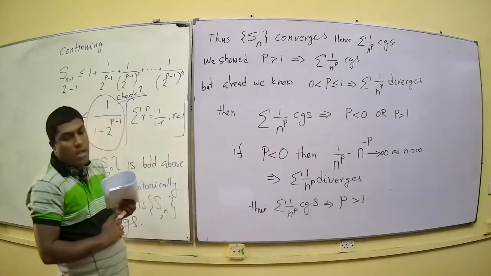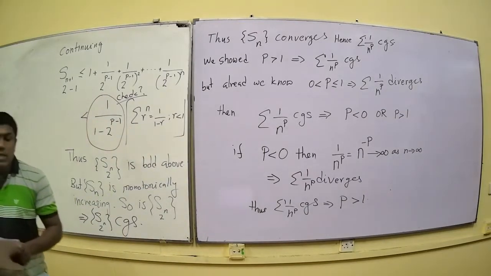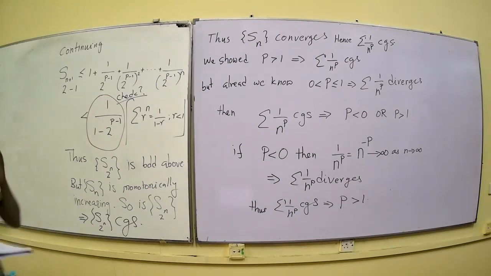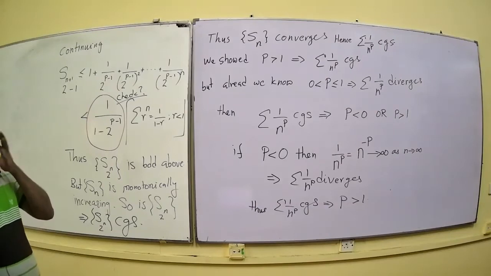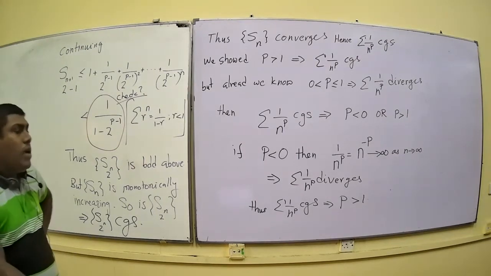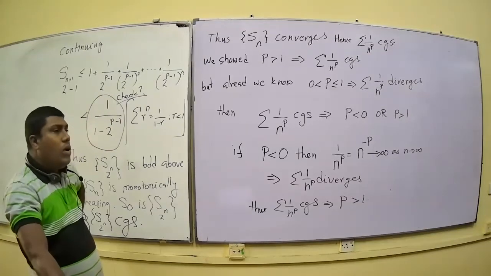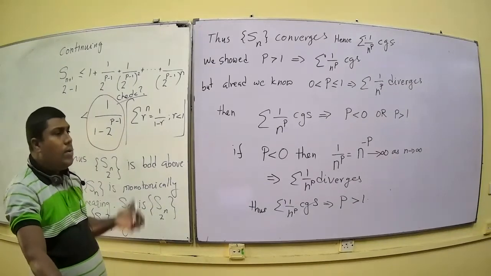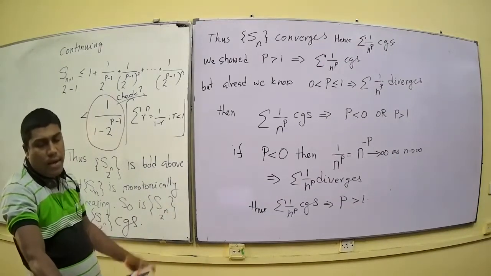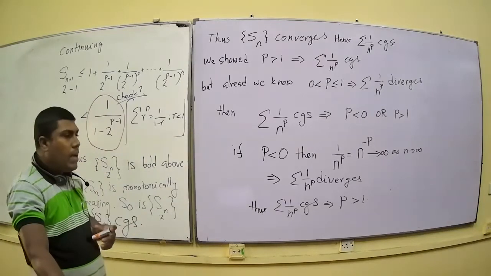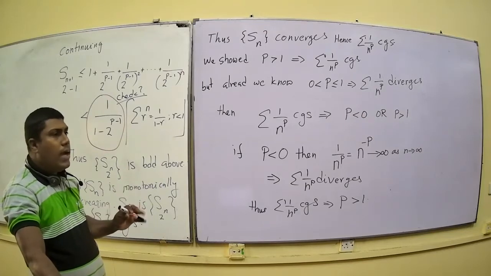summation of n to the power p converges implies p bigger than 1. And this is how we verify the convergence of the p series. The proof is slightly difficult, not in the sense of the idea, but you need to do a lot of mechanical work. The idea is simple, but the mechanical work is difficult. You have to write down the partial sum formula and sum them and do a lot of mechanical work. But eventually, this is the idea.